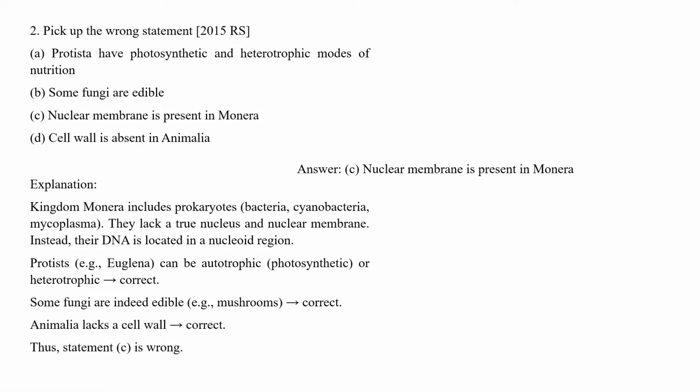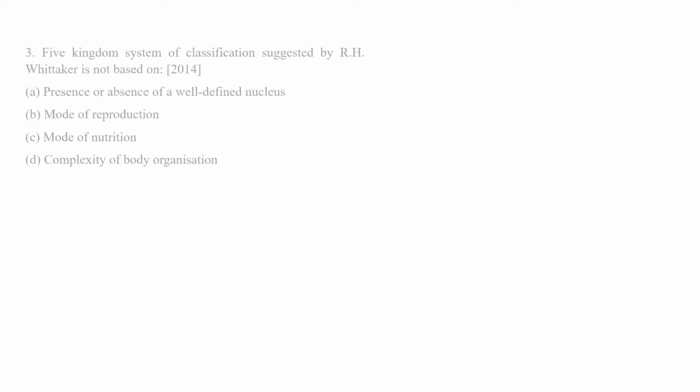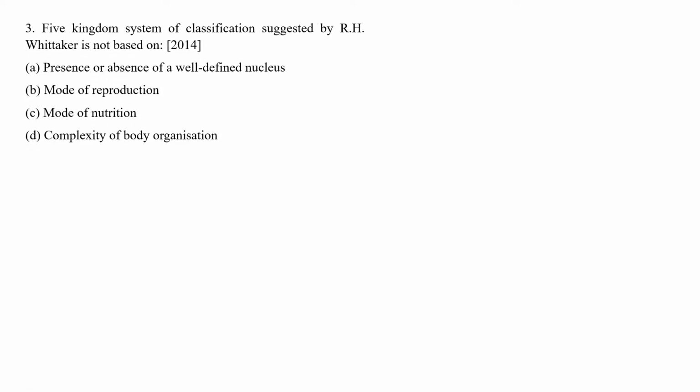Let's move to the next question, the third question. The 5-kingdom system of classification suggested by R.H. Whittaker is not based on. Four options are given, and you have to choose the correct answer. Now read the question, and I will tell you the correct answer as well as a good explanation for this question.